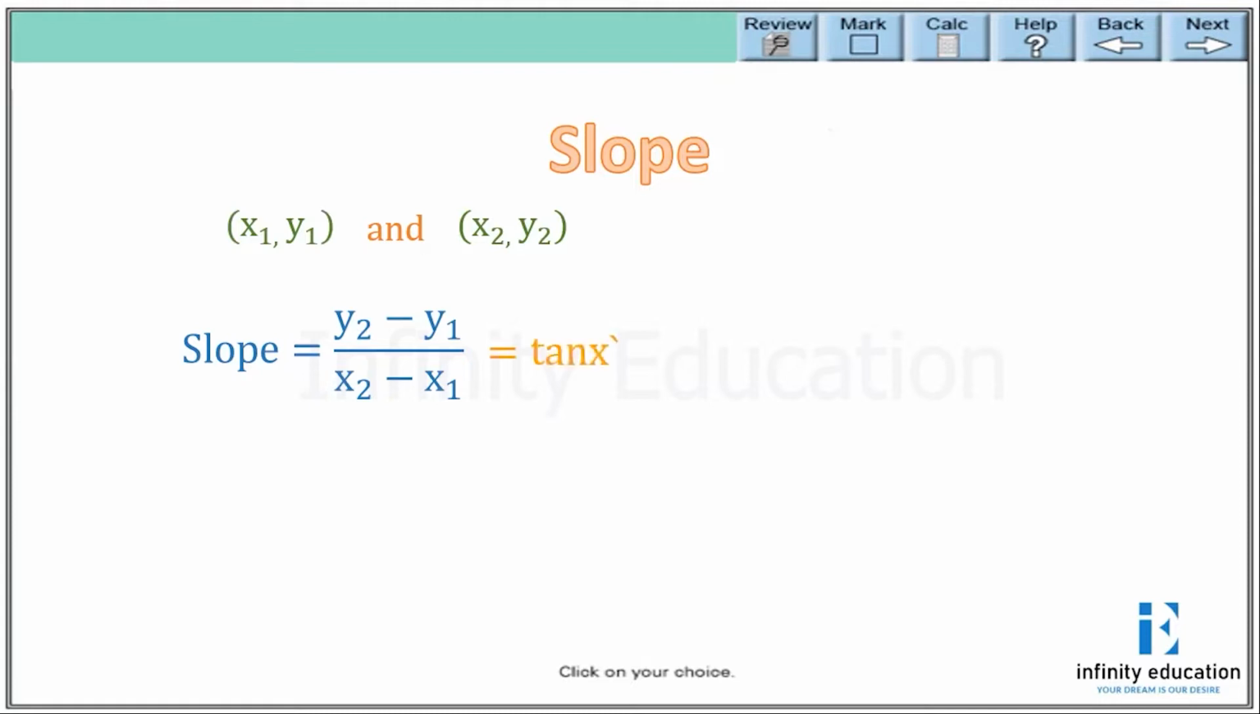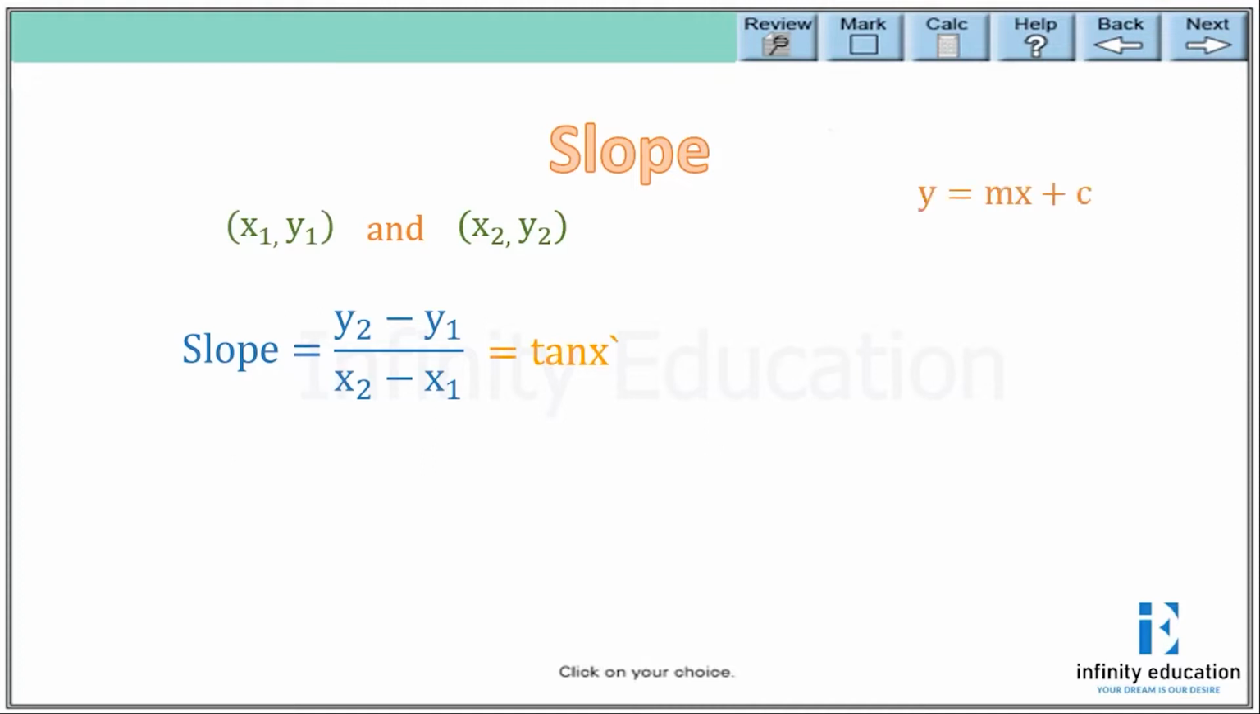Sometimes the slope is also called tan x, where x is the degree angle. So we have to keep both of these things in our mind.